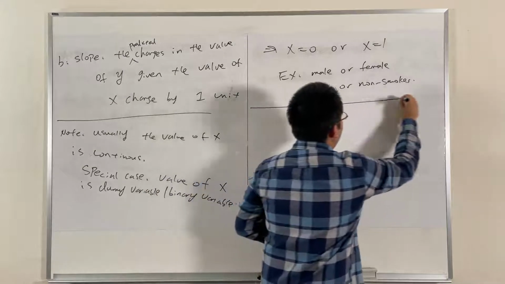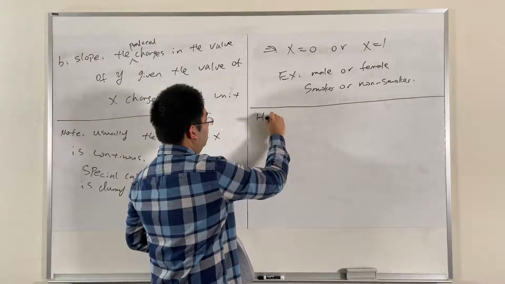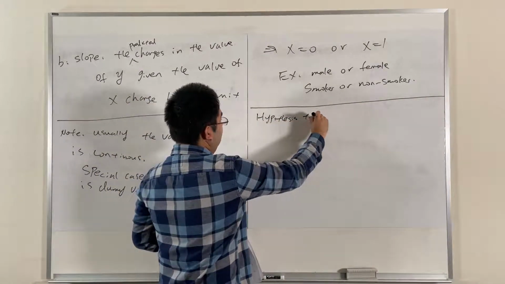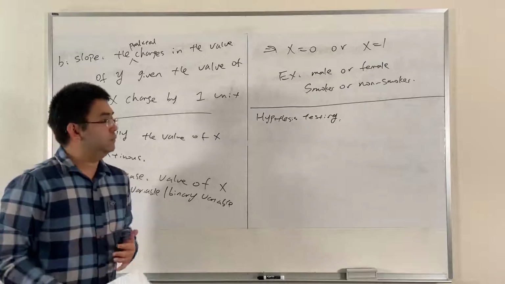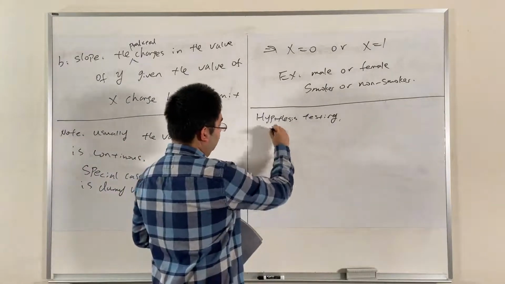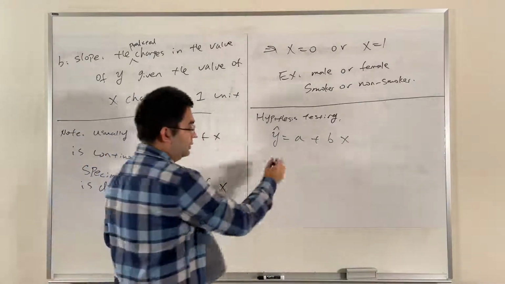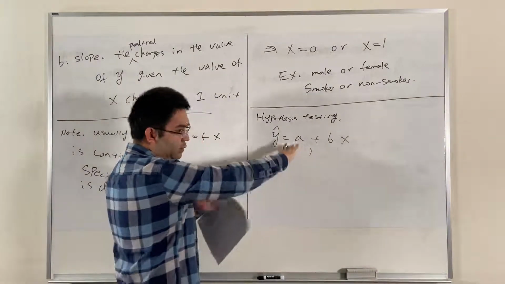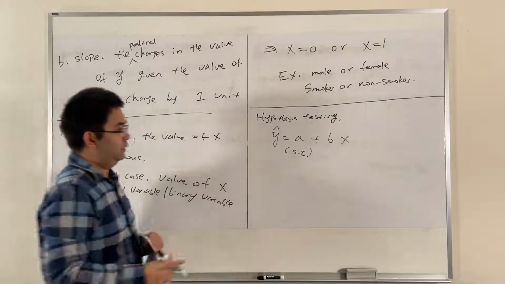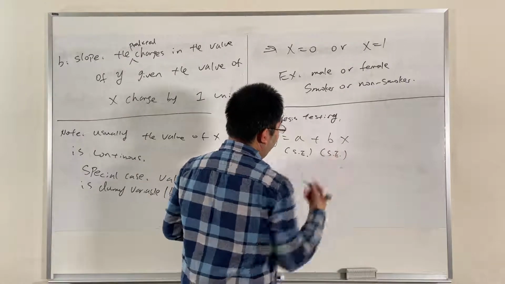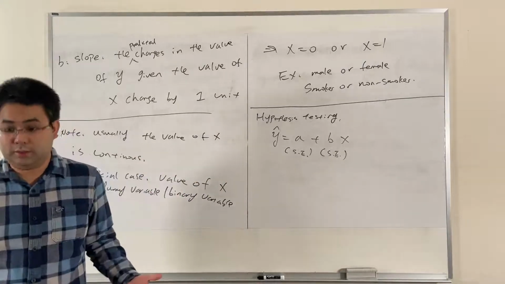And then I want to talk about hypothesis testing in regression. So when you are presented a regression result, you'll be presented something like this: Y hat equals A plus Bx. And then you'll be presented some values under A and B. These are the standard error of A, and this is the standard error of B. So if you have the predicted value and you have the standard error, you can do hypothesis testing, okay?